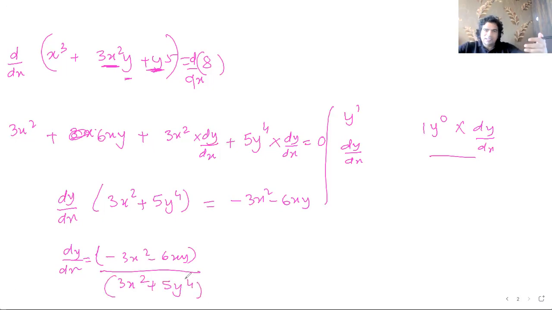Now, as you can see here, since it's an implicit function, every time you're getting x and y together, sometimes the derivative will be in terms of x, sometimes it'll be in terms of y, sometimes it'll be in terms of both. So you shouldn't be surprised if you get something like that.